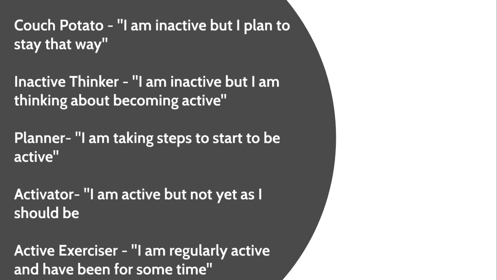At the next stage, a person starts planning to be active. For example, the inactive thinker might visit an exercise facility or buy a new tennis racket. The person has now become a planner, even though he or she is not yet active. The next stage is actually becoming active. The activator goes to the exercise facility to do exercise or play tennis with a friend. The ultimate goal is to help all people progress to the stage of the active exerciser. When this stage is reached, a person is active on a regular basis for a long time.